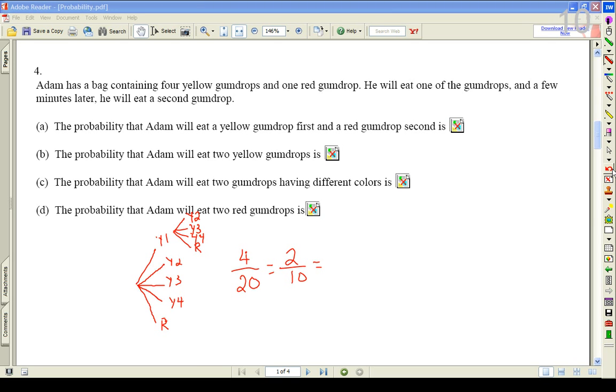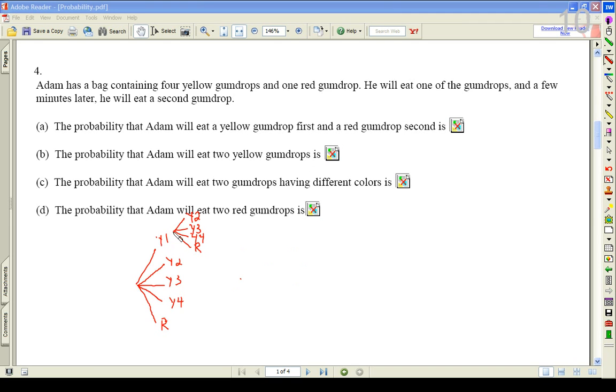So let's take a look at question B. Question B says, the probability Adam will eat 2 yellow gumdrops is, and we have to fill in the blank once again. So if we take a look at the start of our tree diagram, we can kind of figure it out.